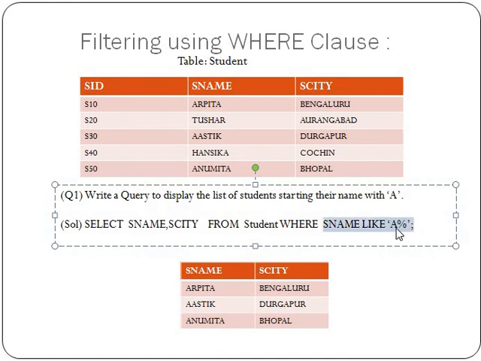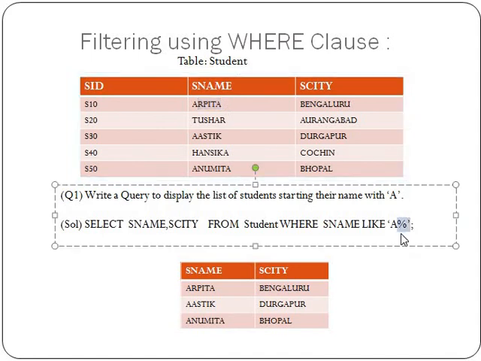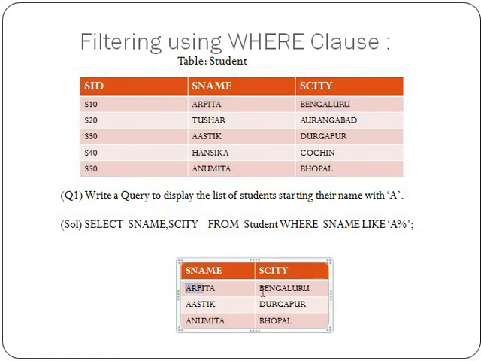So when SName is like A percentage, we have the entry Arpita, which starts with the letter A and the remaining letters RPITA are denoted by percentage. As we are selecting only these two columns, SName and SCity, the first entry, Arpita and Bangalore, gets displayed in the output table.